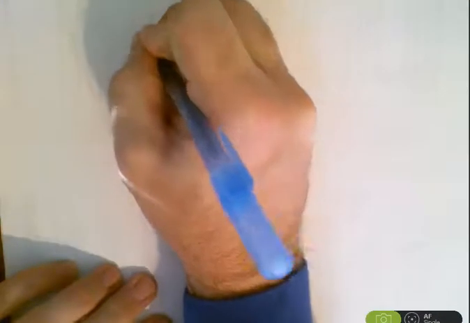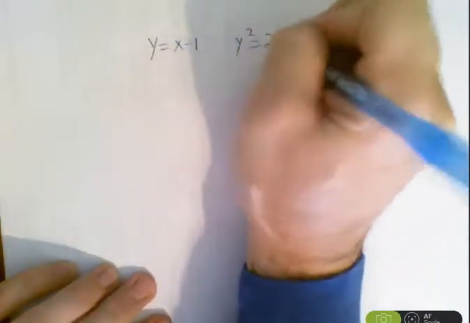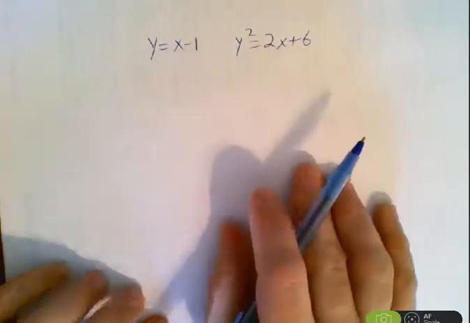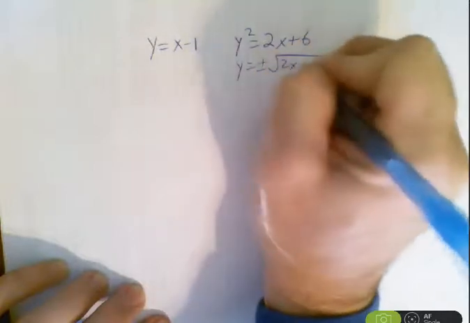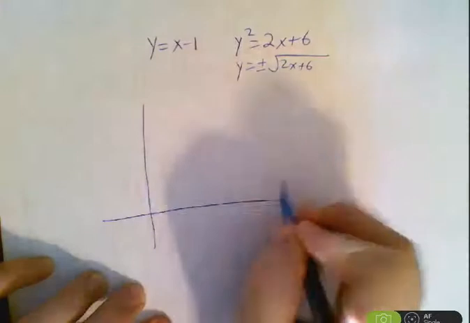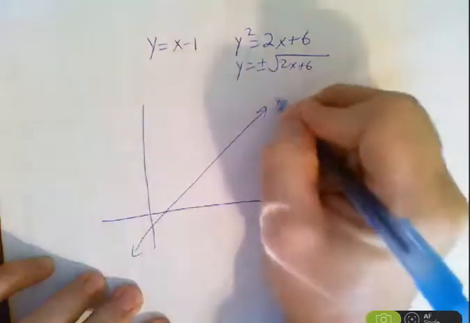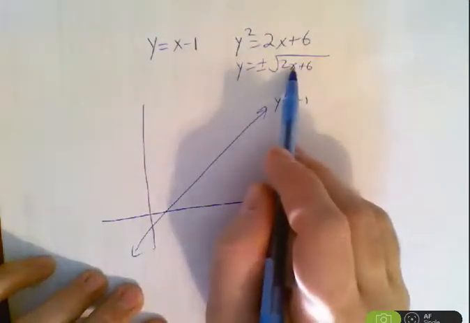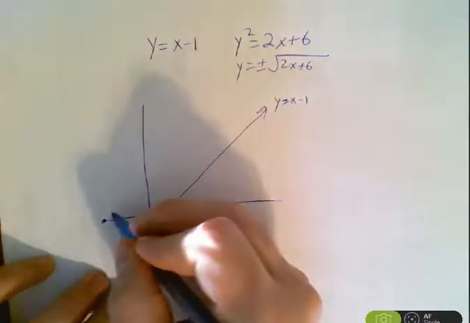Let's go y equals x minus 1 and y squared equals 2x plus 6. If we had to approach this with what we currently know, we would need to solve this as y equals plus or minus the square root of 2x plus 6 and get a good picture and go from there. So the picture, y equals x minus 1 is basically this line. That's y equals x minus 1. And then the square root of 2x plus 6, it looks like it hits at negative 3.